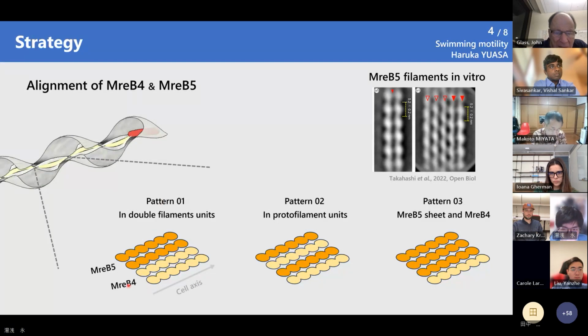For example, MreB4 and 5 are adjacent to each other like this. Or this is pattern 2, in protofilament units like this. And this is pattern 3. MreB5 makes a sheet, and MreB4 protofilament is adjacent to the sheet. So to reveal the alignment, we need to distinguish between MreB4 and 5.